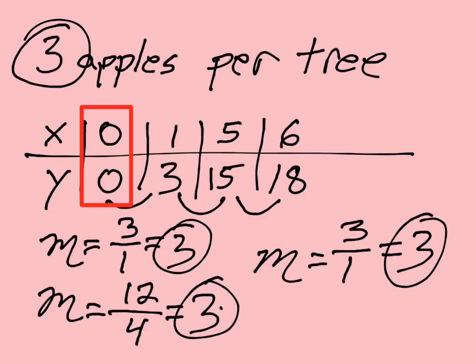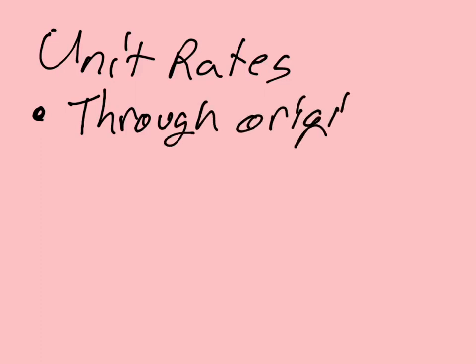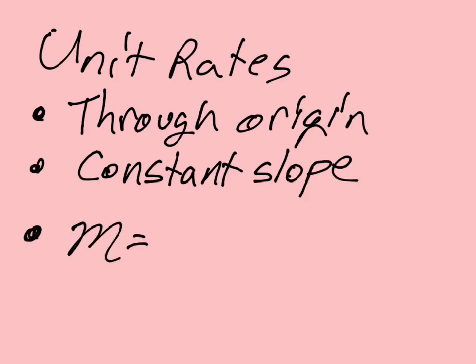So let's write down some things we know about unit rates so far. So unit rates, we know go through the origin. And we know that they have a constant slope. And we know that the slope is equal to the unit rate. Well, how would that look on a graph? Let's see, what would that look like on a graph?